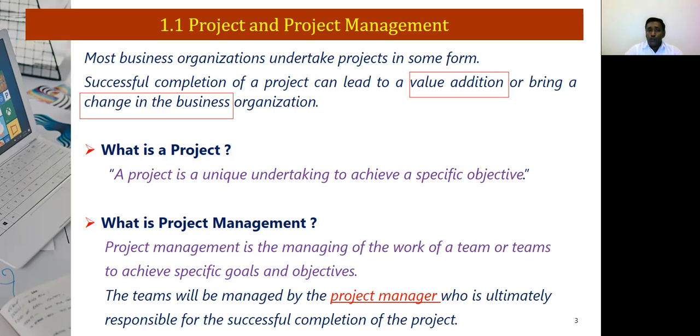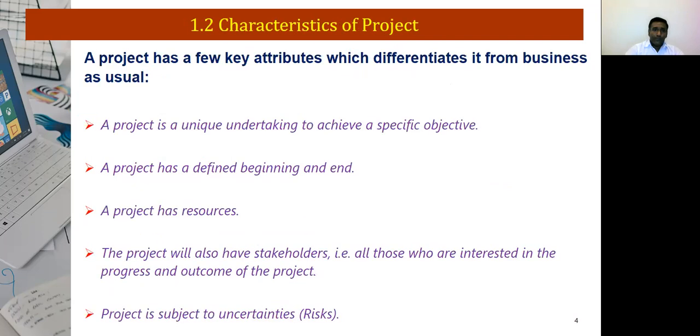So how do you define project management? Well, management of a team in terms of achieving a specific objective is what is referred to as project management. It is the project manager who is responsible in terms of completing the project and handing over the project. There are certain characteristics that the project will carry, and let's look at it in the next slide.